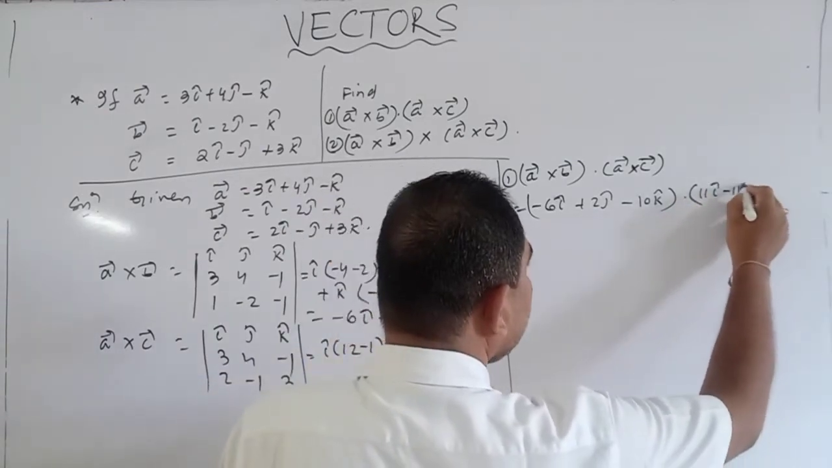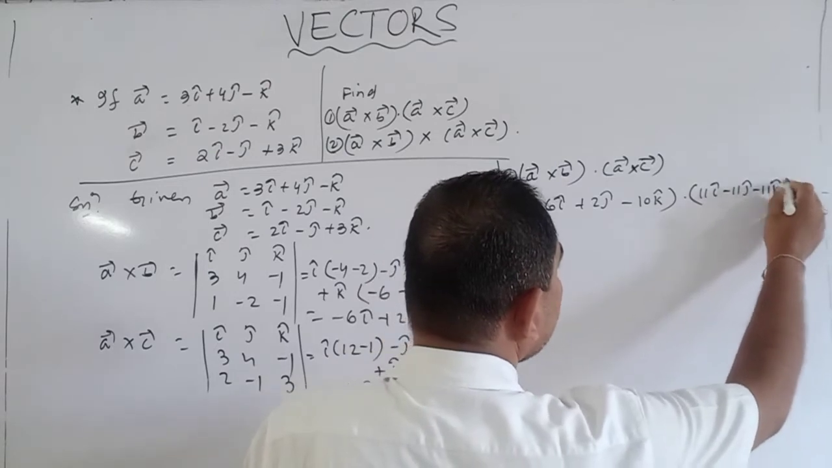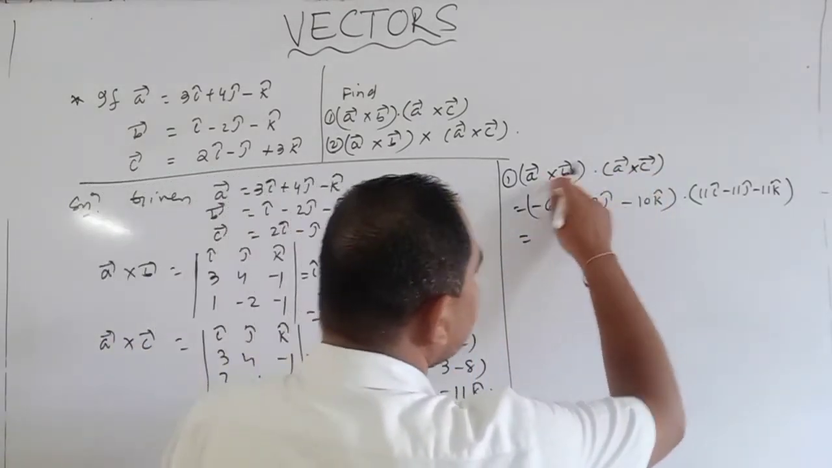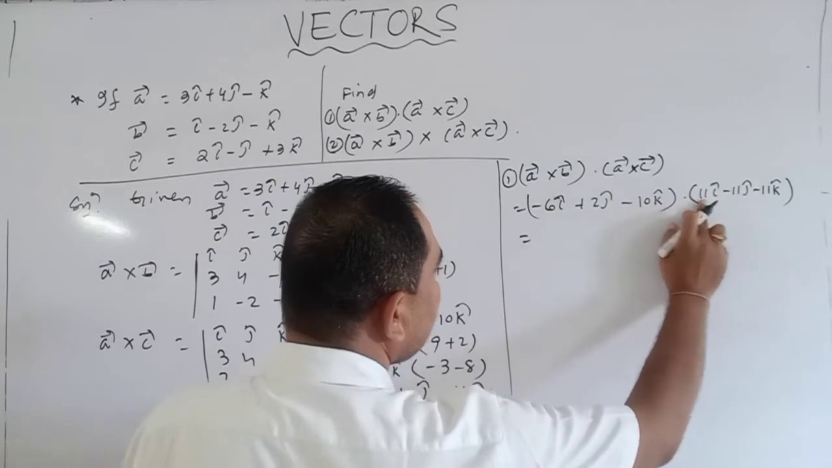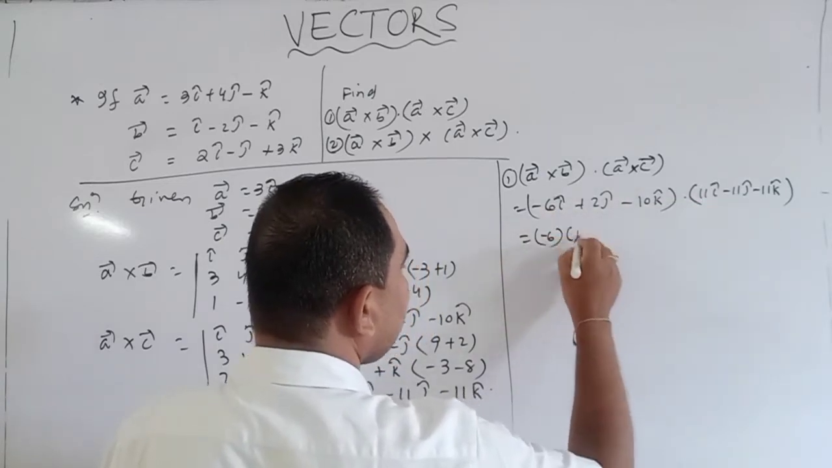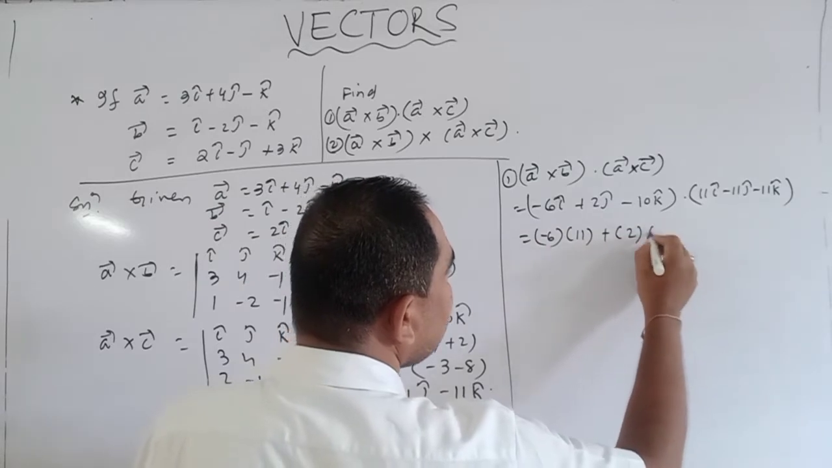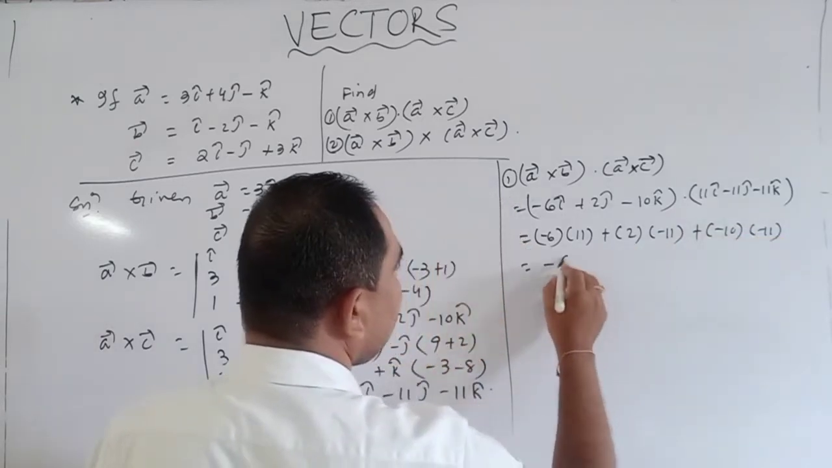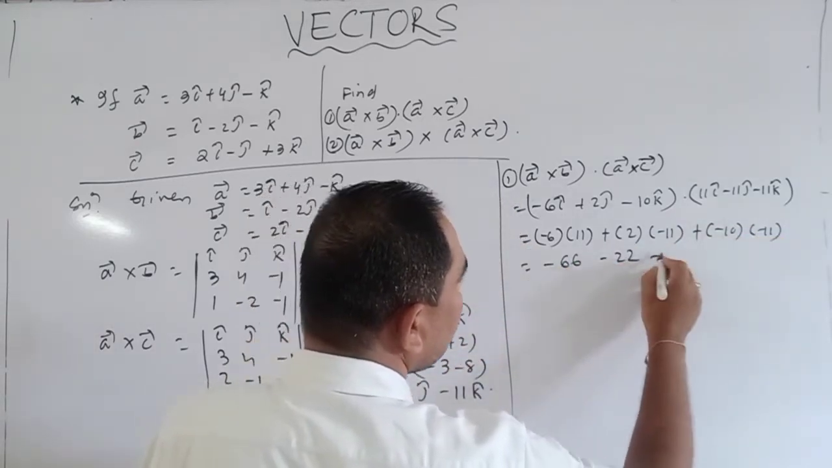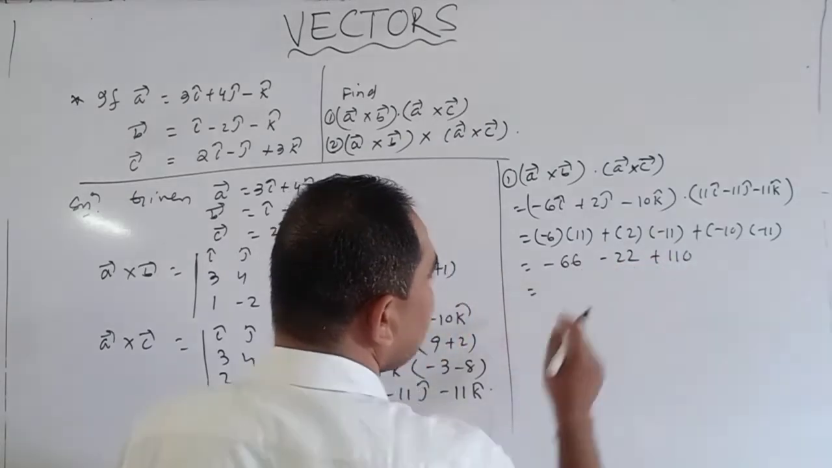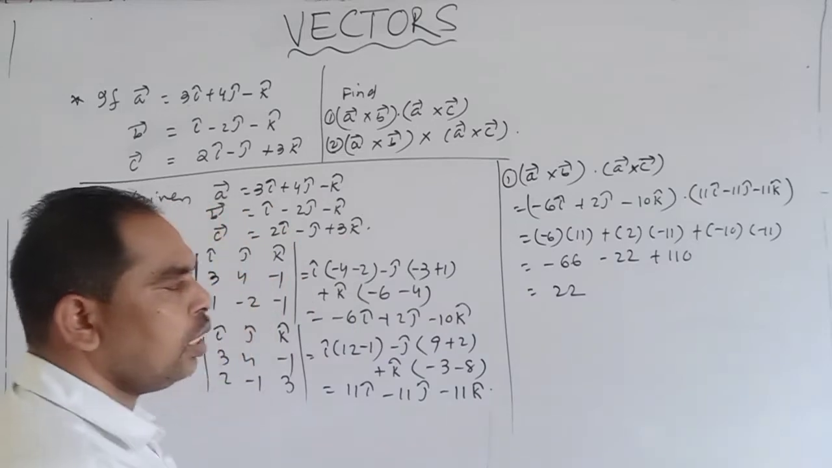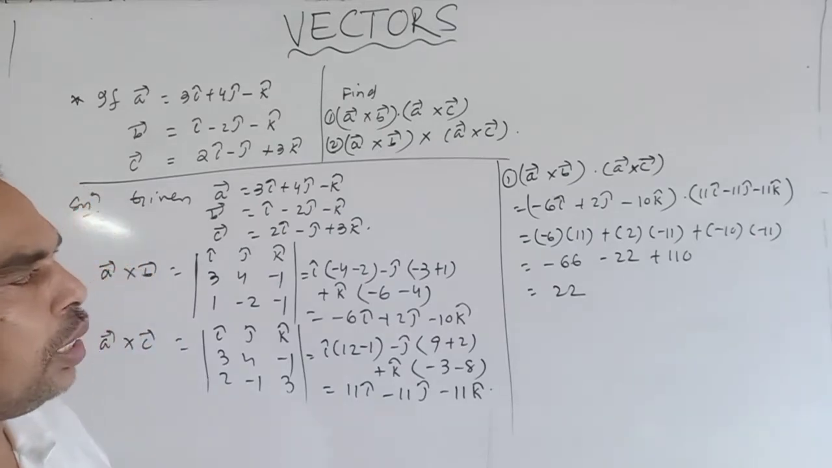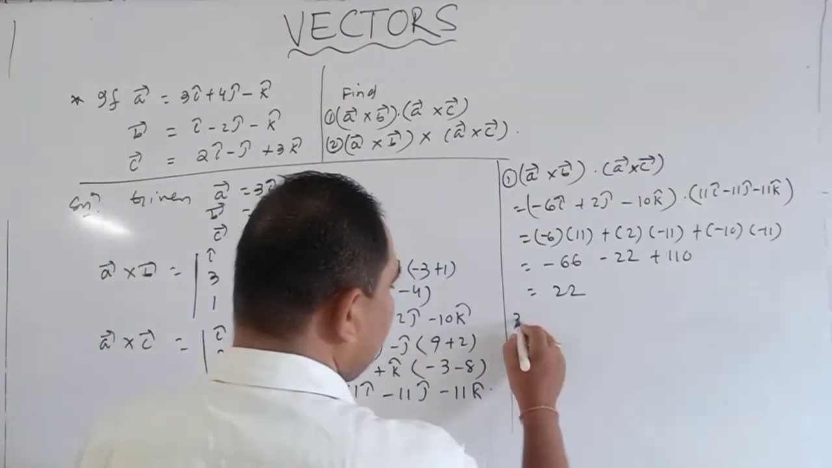Minus 11 j cap minus 11 k cap. Okay, this is a cross b dot a cross c, so this is a purely scalar quantity. Minus 6 into 11 is the i coefficient, plus j coefficient 2 into minus 11, plus k coefficient minus 10 into minus 11. This is minus 66, this is minus 22, plus 110. So minus 88 plus 110 means 22. Okay, this is a cross b dot a cross c.